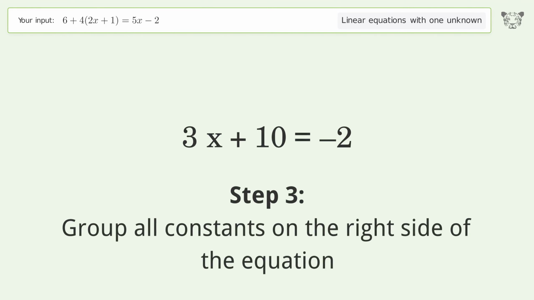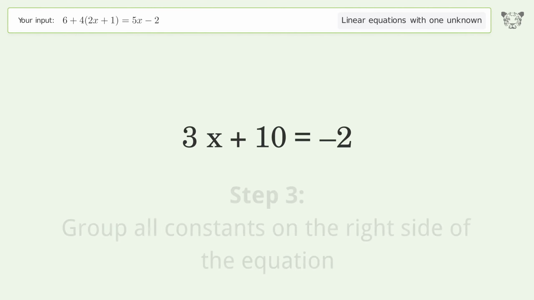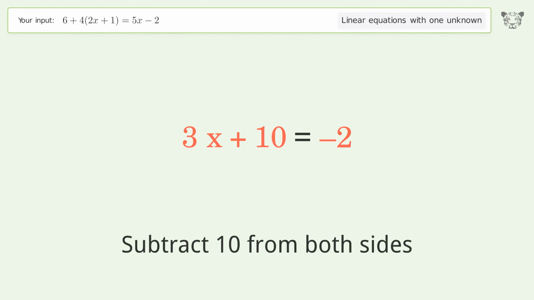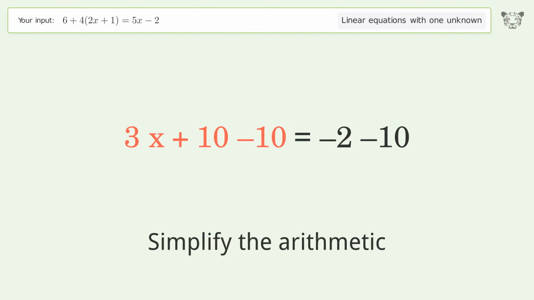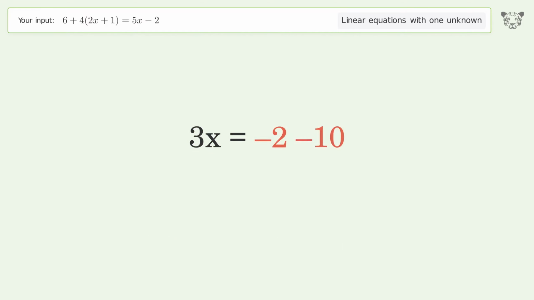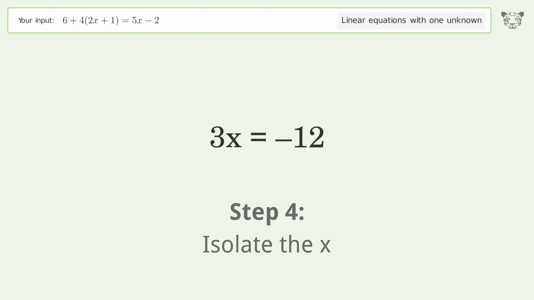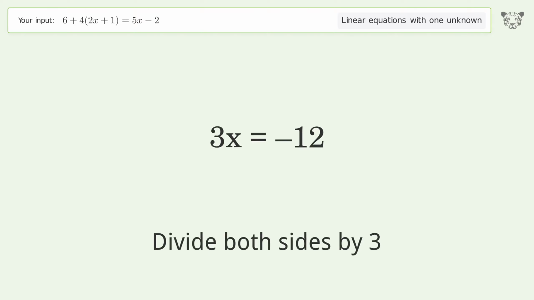Group all constants on the right side of the equation. Subtract 10 from both sides. Simplify the arithmetic. Isolate the x. Divide both sides by 3.